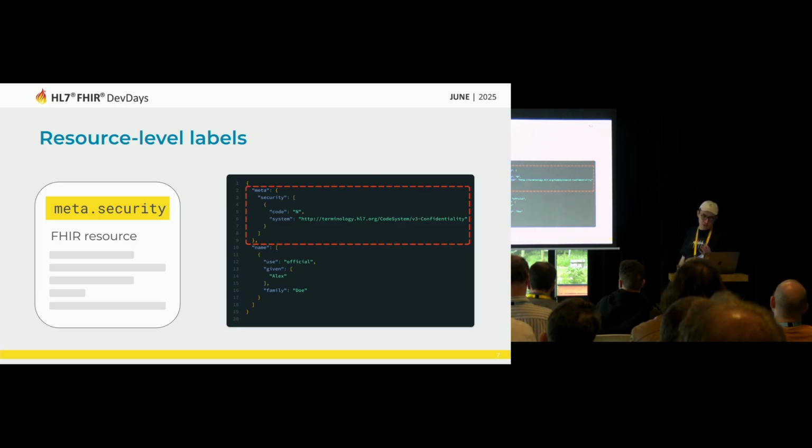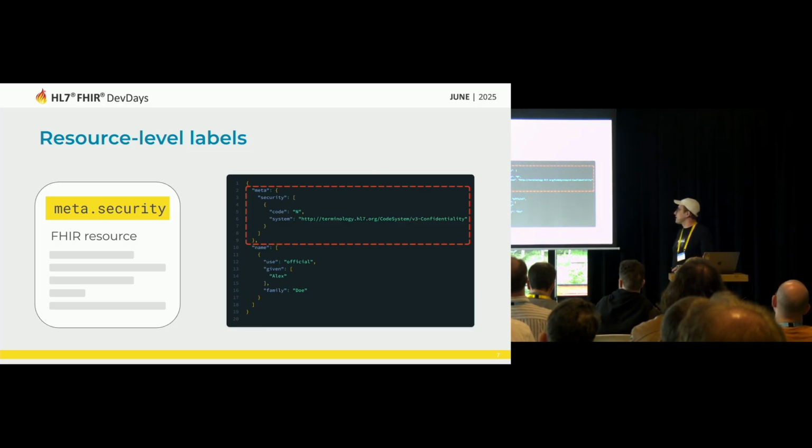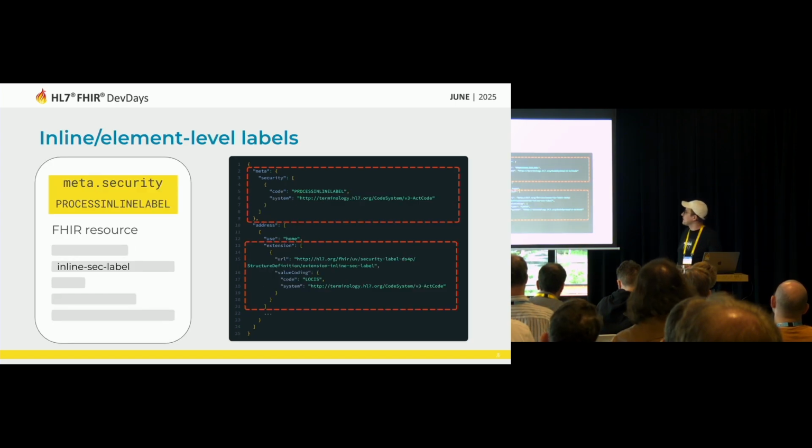As I mentioned on the previous slide, there are two levels of labels. The first one is resource level labels. They live at the top of the resource in the meta security property. And meta security is an array, so you can attach as many labels as you need. Here is an example of a confidentiality label with the normal level of clearance.